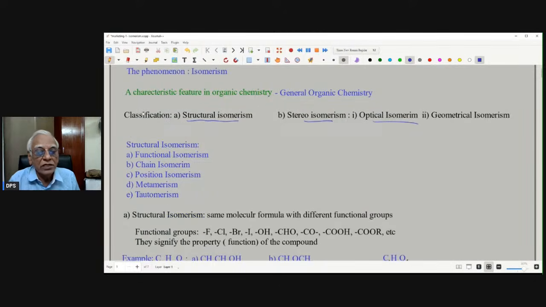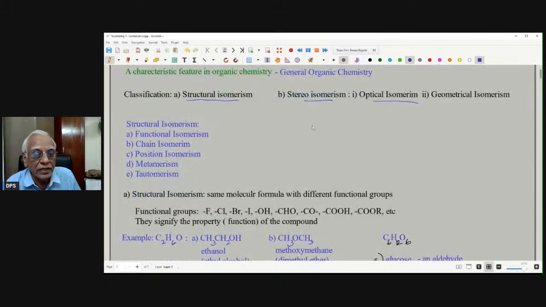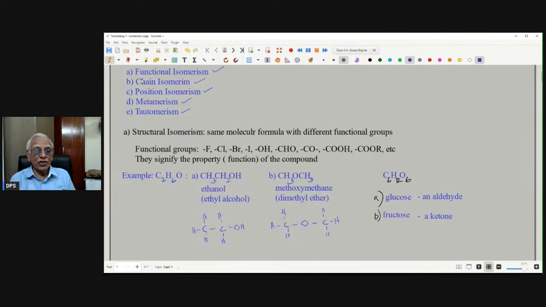Structural isomerism can be learned in terms of functional isomerism, chain isomerism, position isomerism, metamerism, and tautomerism. Let us take up each one by one. As I told you, different compounds have the same molecular formula with a different functional group. They have different properties because they have different functional groups.